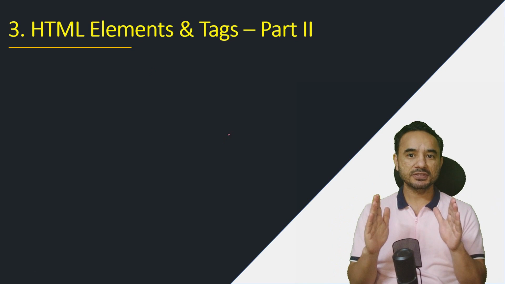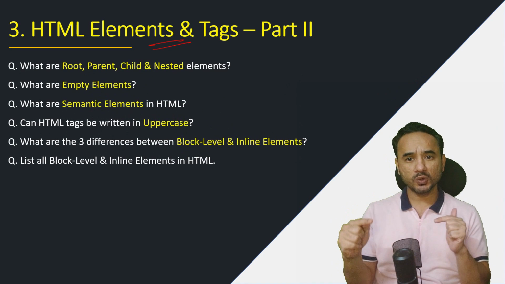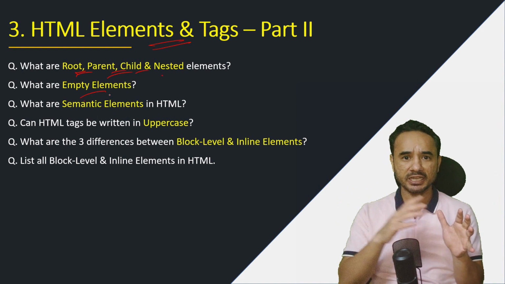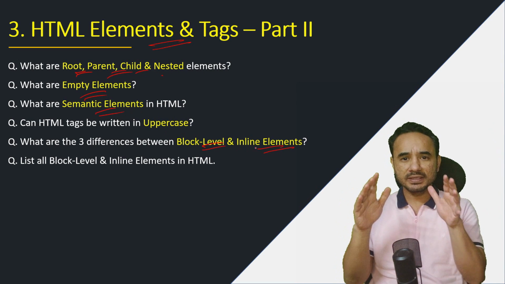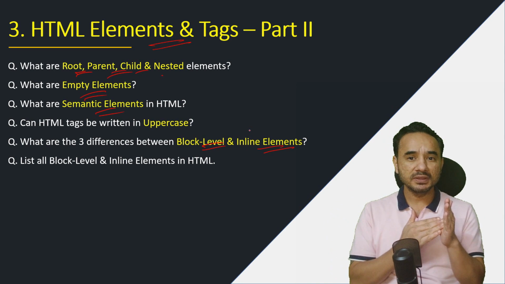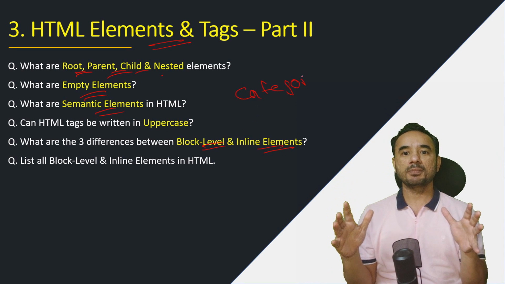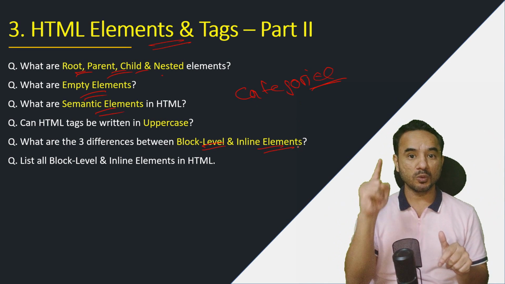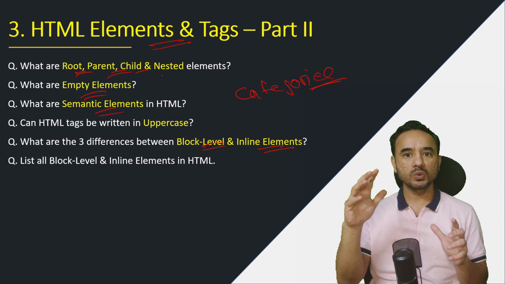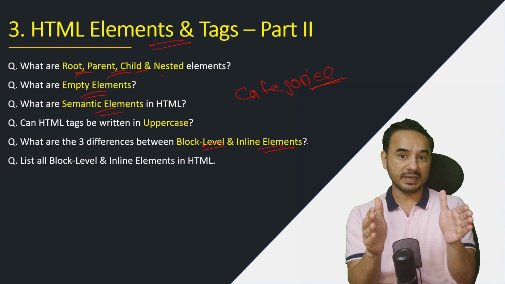Now here we have some more questions about HTML elements. Here are the questions, and if you closely observe these terms, root, parent, child, empty, semantic, block, inline elements, then these are not direct elements like div, span, h1, h2. But these are categories in which we divide our HTML elements. For example, electronics is a category, but mobile is the actual product, right? Categories are very important in order to understand the behavior of elements, okay? Same behavior elements are kept in one category, okay?